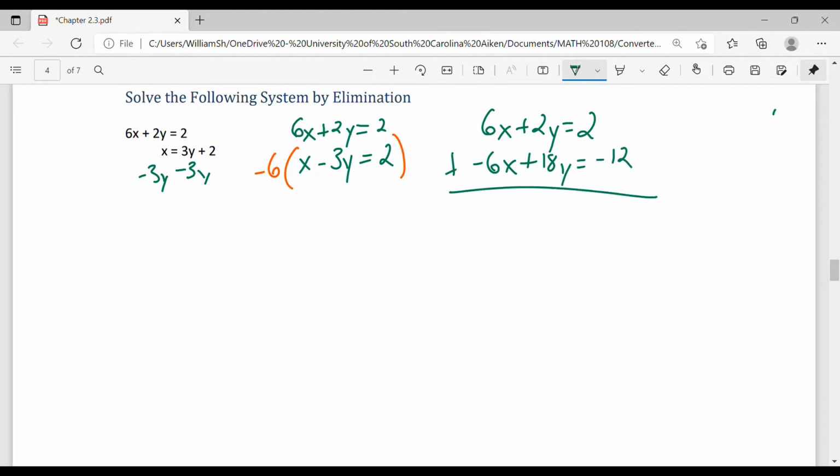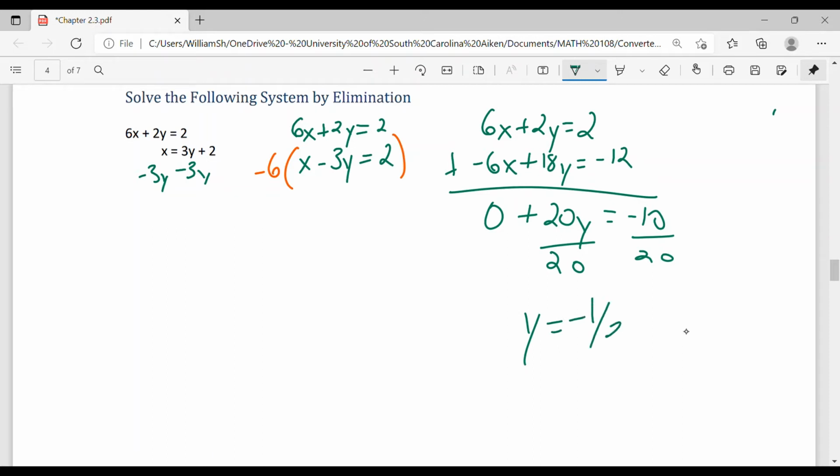I'm going to add these two equations together. I get a 0 here. I get a 20y here. And I get a negative 10 here. So that if I solve for y, just divide by 20. And I get y equals negative 1/2.